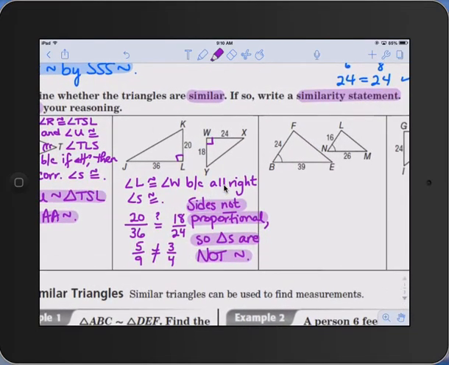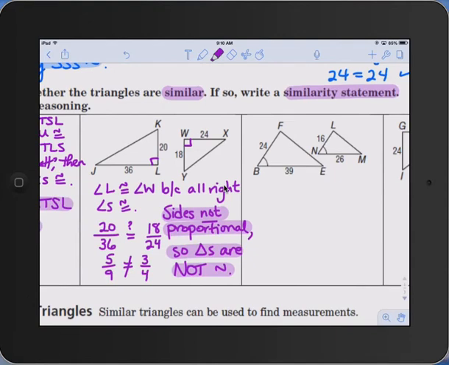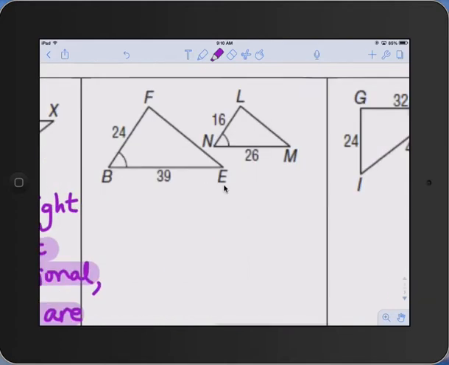Now, you want to pay attention to this because a lot of people will look at that problem and think, oh, it's going to be side angle side. The triangles are similar. You've got to actually check whether the sides are proportional, because just because it looks like a side angle side does not necessarily mean that the sides really will be in the correct ratios.